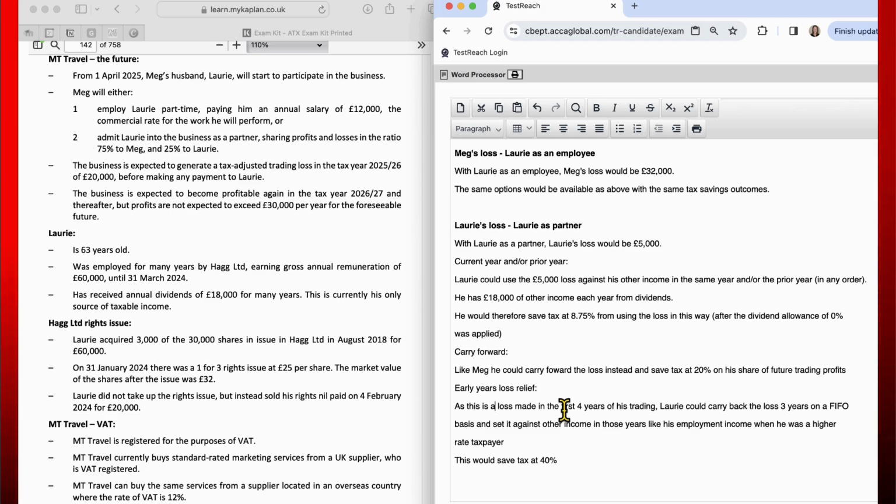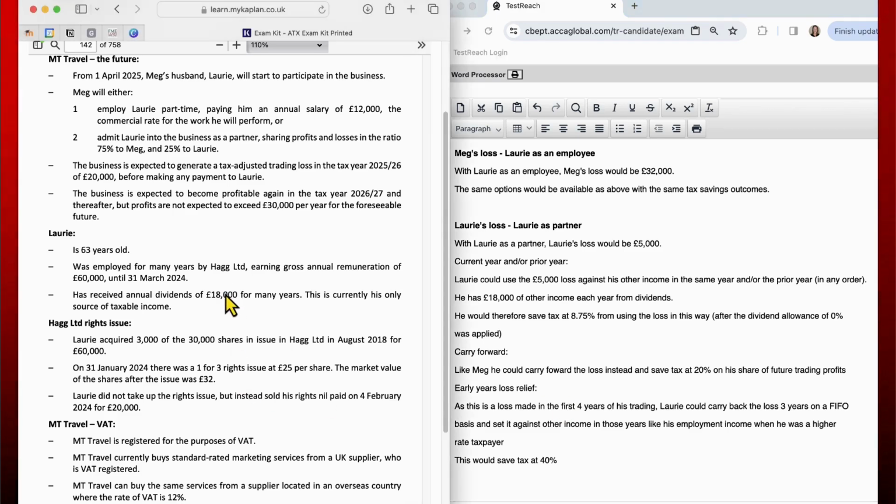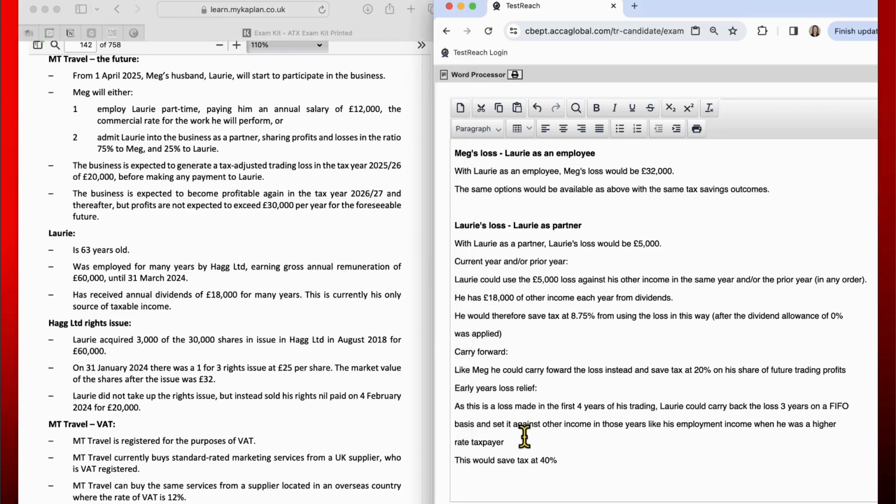Now, what other income does Laurie actually have? Well, remember, he was employed before he is potentially joining this partnership, and he had a salary of 60,000. So he is going to be a higher rate taxpayer. He could set off that loss against his employment income. Now, it's only £5,000, but it would save tax at 40%.